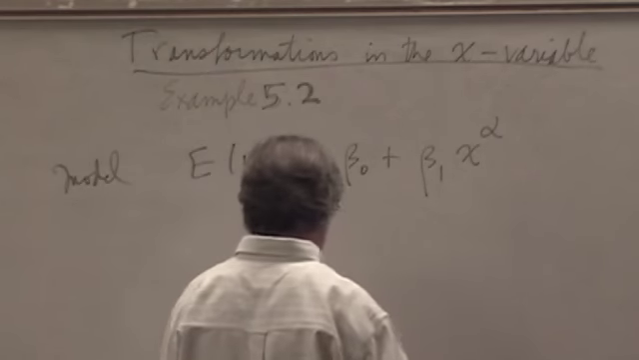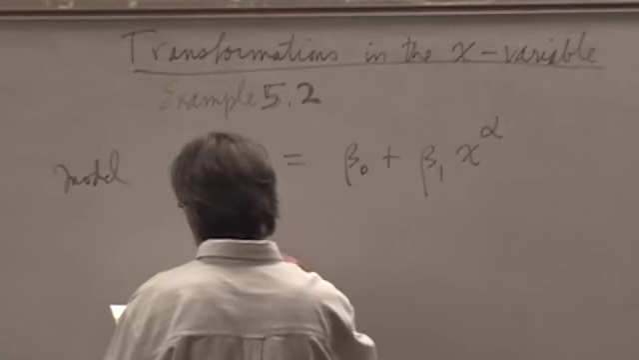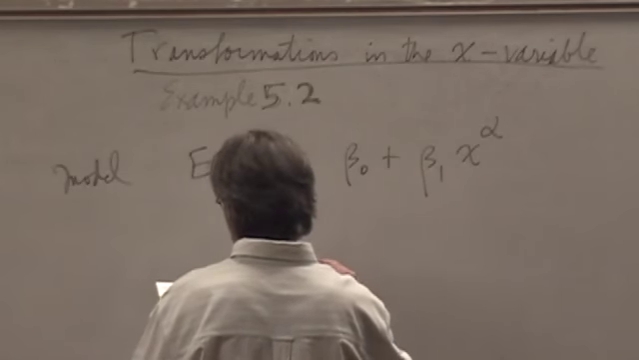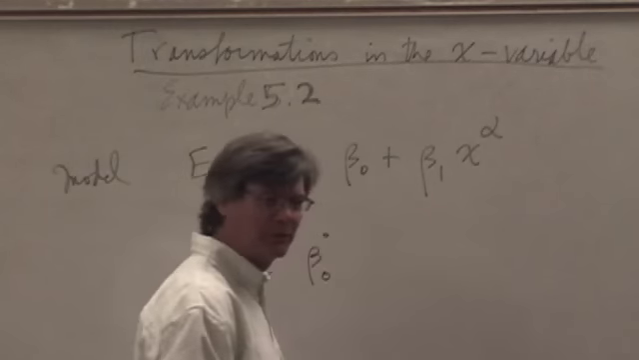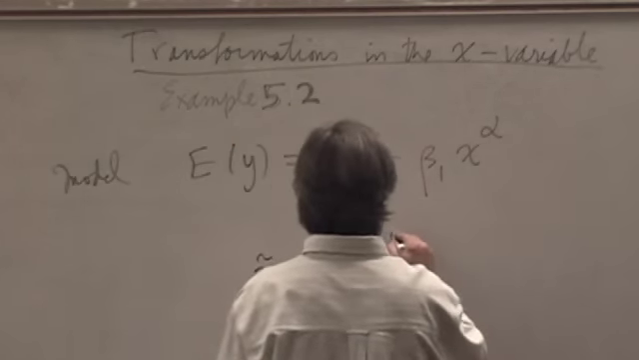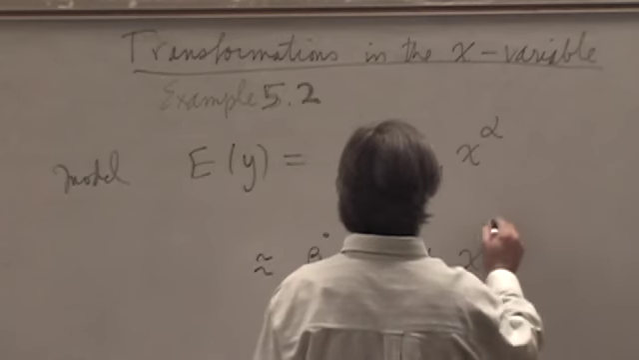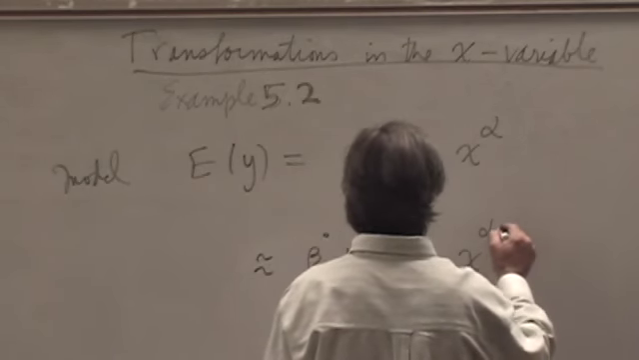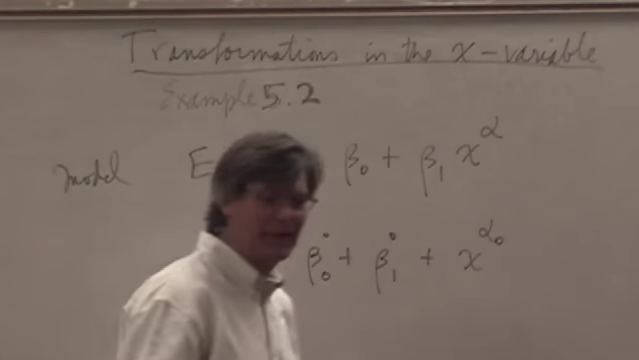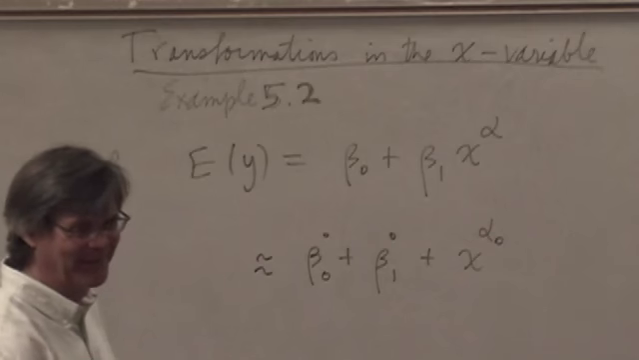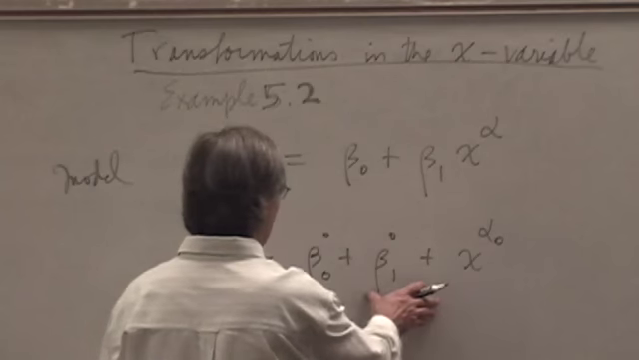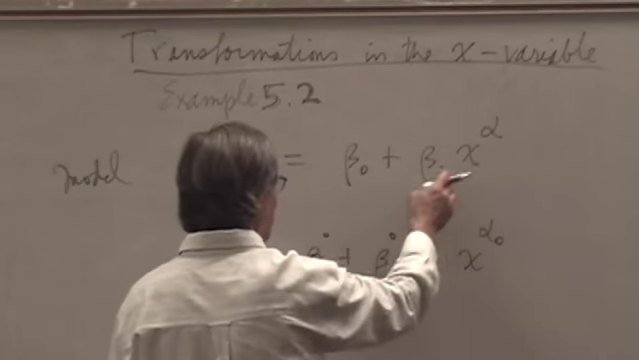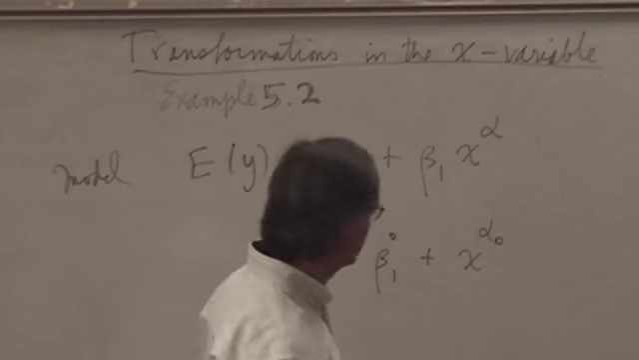Okay, so what would you do if you did a Taylor series expansion? You'd say this is approximately equal to beta 0, I'm going to take some initial guesses, and I'm going to call those with a super 0, plus beta 1 super 0 times x to the alpha sub 0. I can put that in a sub 0 place, because I don't have another index already. So I'm thinking this is a function of these 3 parameters for x fixed. Okay, x is just fixed now.